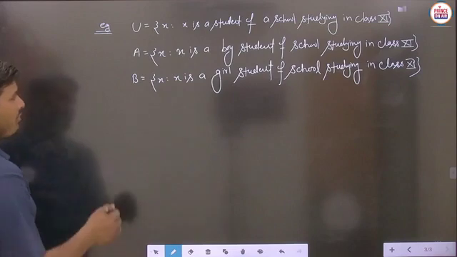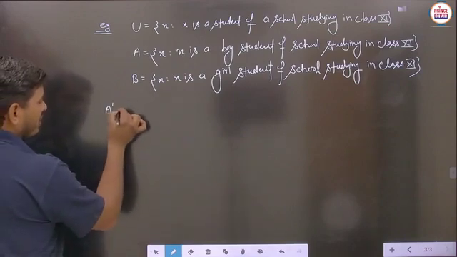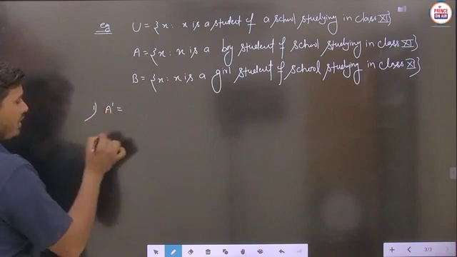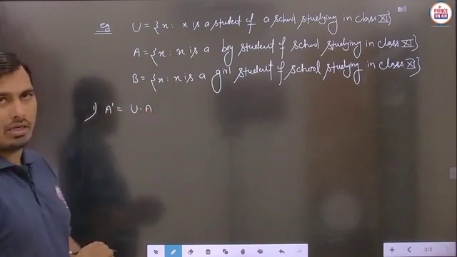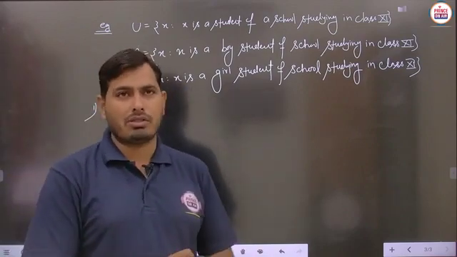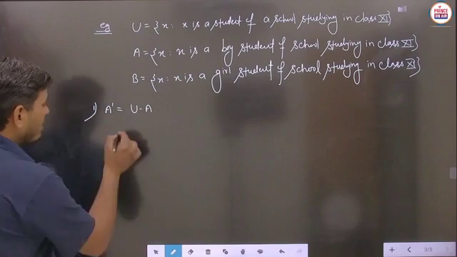Now suppose we have to write down the answer of A complement. What should be the answer of A complement? So basically student, in the very first part, A complement will be represented by U minus A. It is a very basic definition of the complement of a set. So A complement will be represented as U minus A. Then what should be the answer?